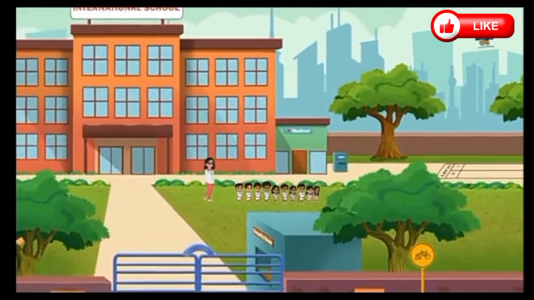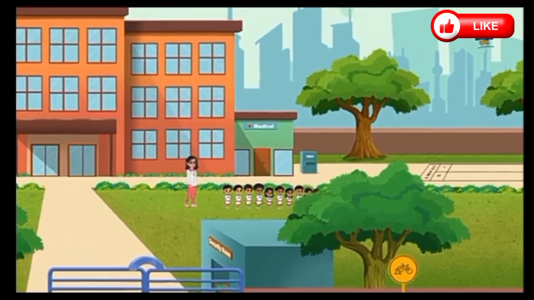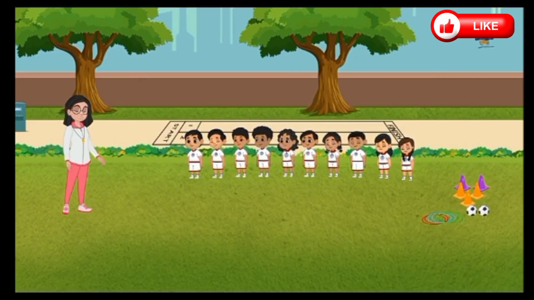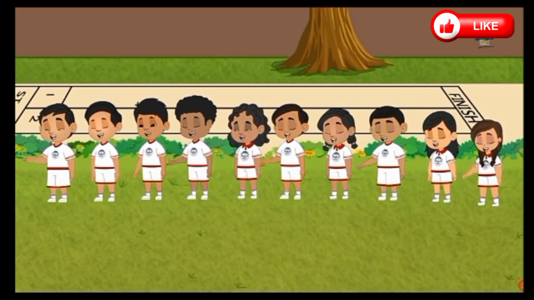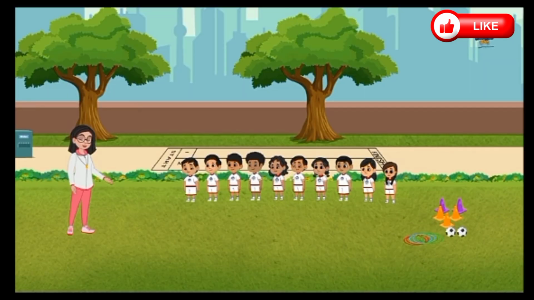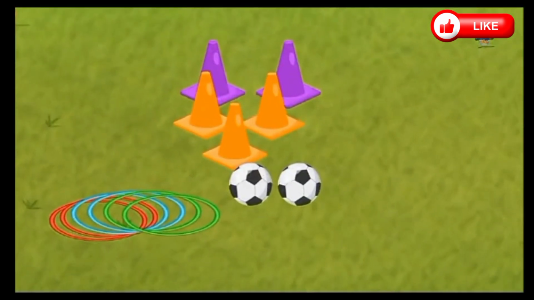Classmates are on the ground with their teacher to practice for their sports day. Children, first, let us set up the obstacle path for our sports day. Then we shall begin our practice. Yes, teacher. Neil, Sid, can you get the cones from there, please?